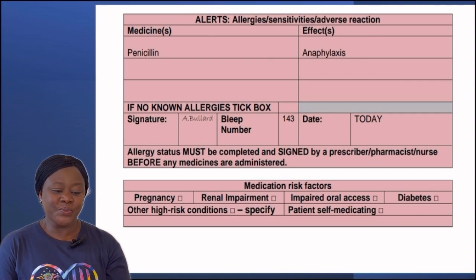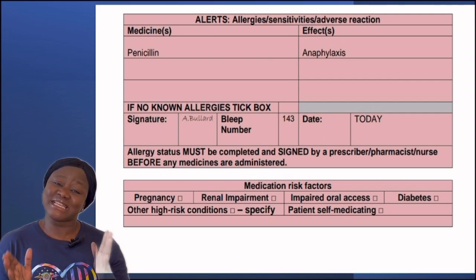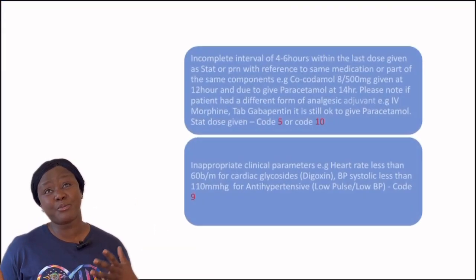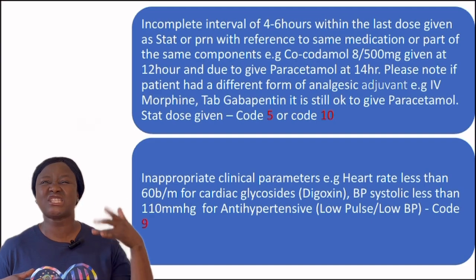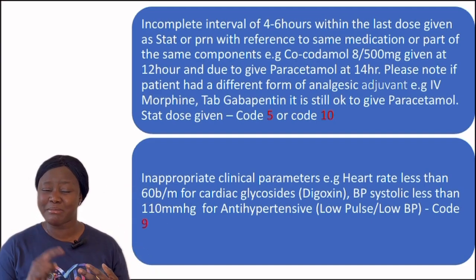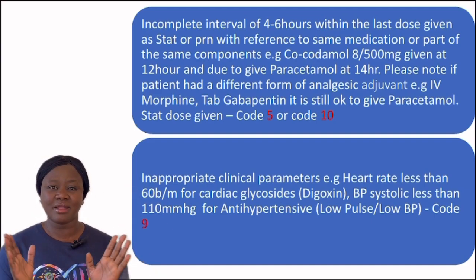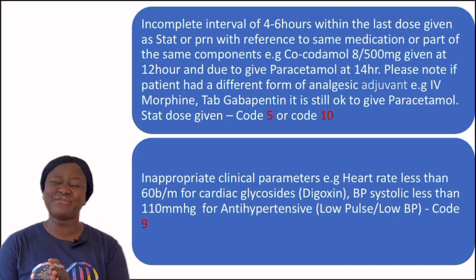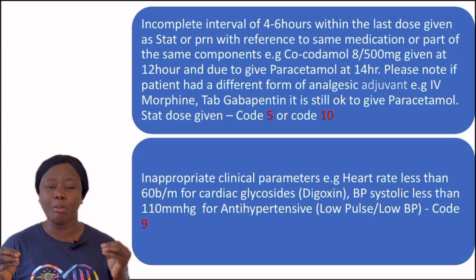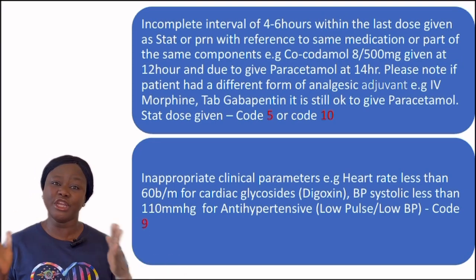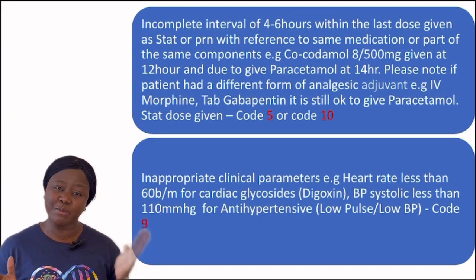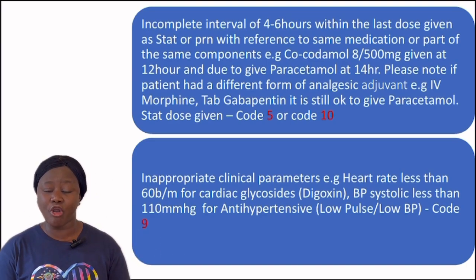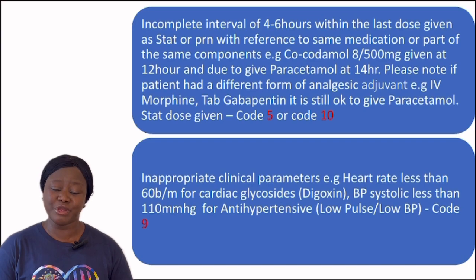Now, when you have an incomplete interval between when the patient took the last medication, for example, paracetamol was given at 12th hour and I'm serving my medication at 14th hour, that is incomplete timing. There should be at least a minimum of 4 hours or a maximum of 6 hours interval between the last time a patient had paracetamol before another dose can be repeated.